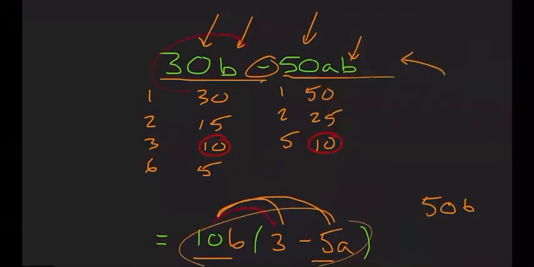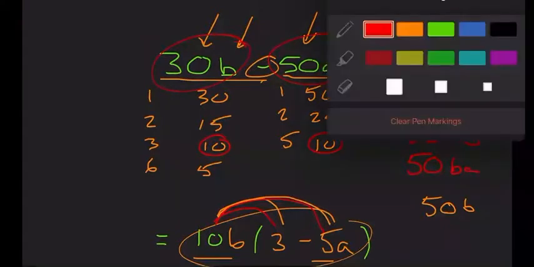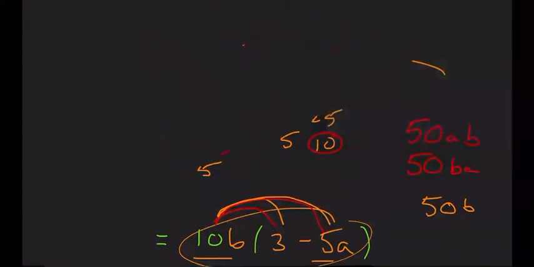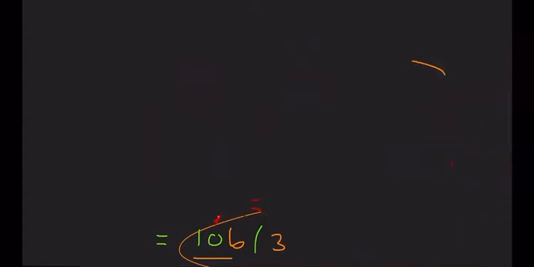10b times 3 is 30b. 10b times 5a is 50ab. And also keep in mind that 50ab is the same thing as 50ba. The order doesn't matter because it's multiplication. So let's go ahead and try practice.